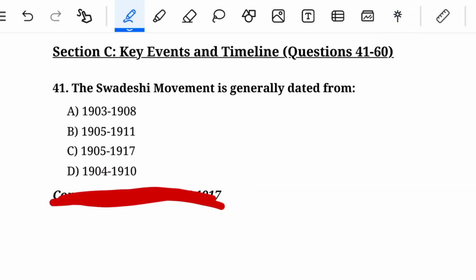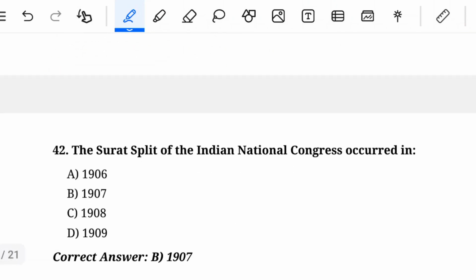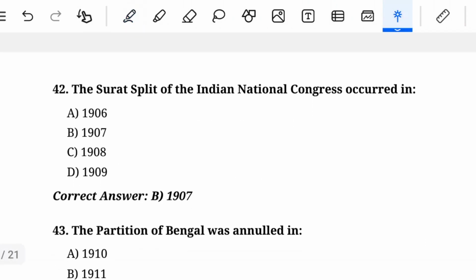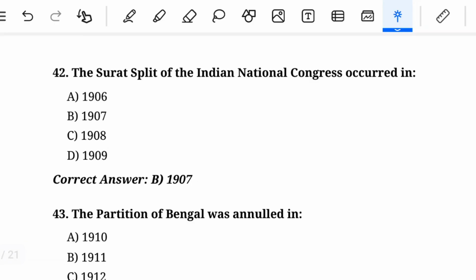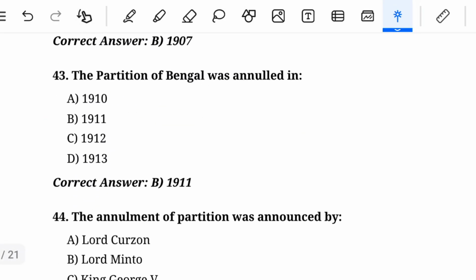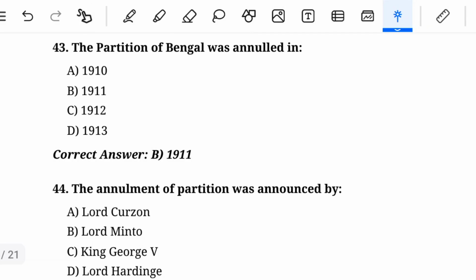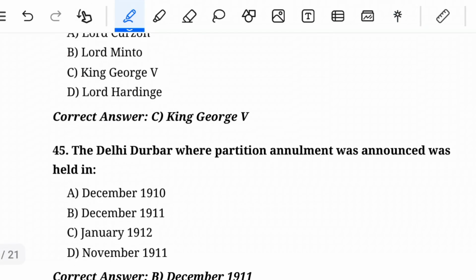42. The Surat split of the Indian National Congress occurred in A. 1906, B. 1907, C. 1908, D. 1909. Correct answer B. 1907. 43. The Partition of Bengal was annulled in A. 1910, B. 1911, C. 1912, D. 1913. Correct answer B. 1911.